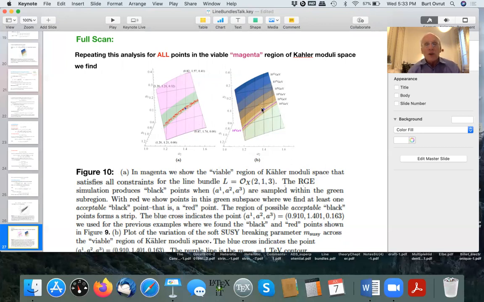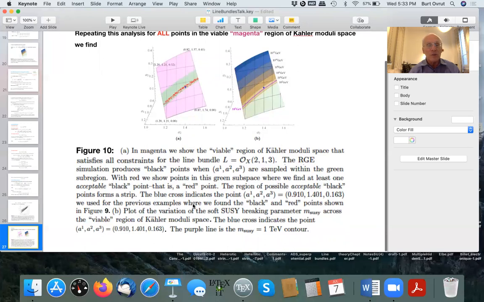Now in B, we showed this before. This is the values of M SUSY, and we see that the region that we have, this strip band, lies right in here. And so we're between 100 and 10 to the 4th GeV, so we get really good low energy supersymmetry breaking scale. So we plotted the variation of M SUSY across the viable region, and the blue cross indicates, again, this particular point, and we see that it is between 100 and 10 to the 4th GeV. And the purple line that goes through here just represents where we're at 1 TeV in soft supersymmetry breaking. So we get very good physical results.